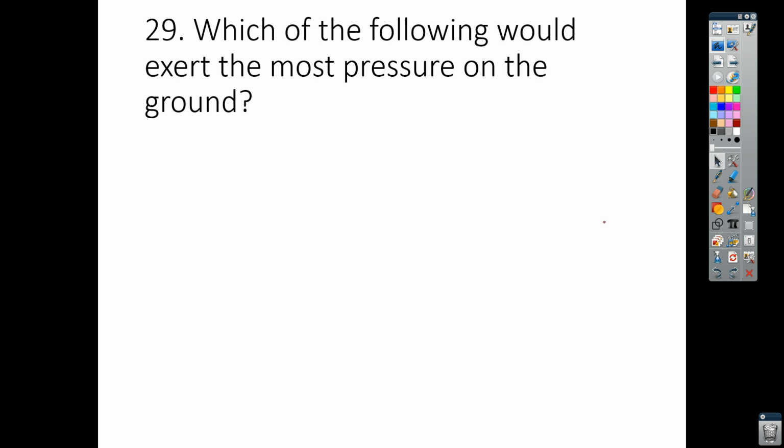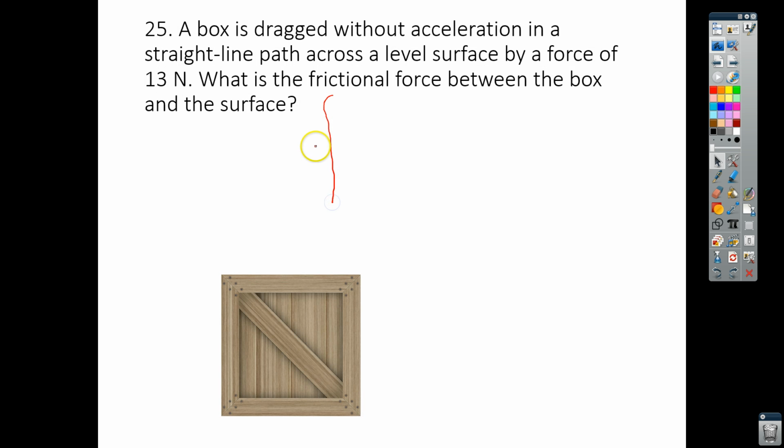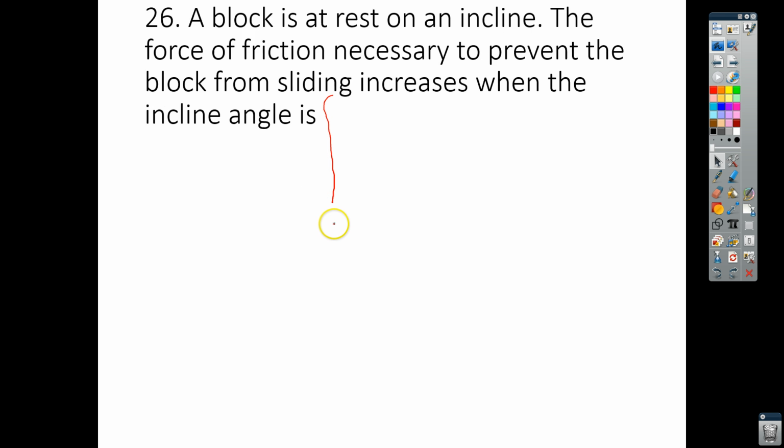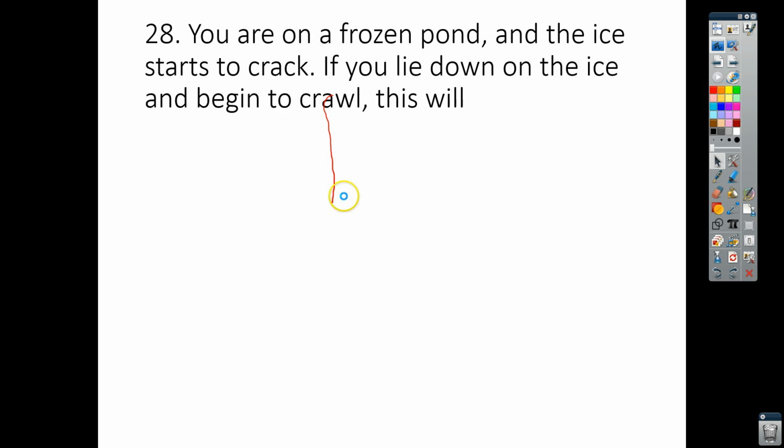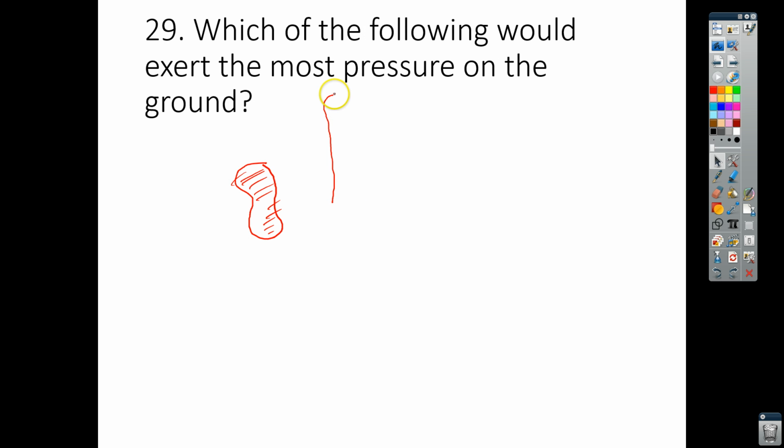For number 29, it says, which of the following would exert the most pressure on the ground? And the things that they give you is a lady with a shoe on. So here's her shoe, and that's the area of the shoe. We also have a pair of skis, and here's one of those skis. And here's the other one, so it also has a lot of area.